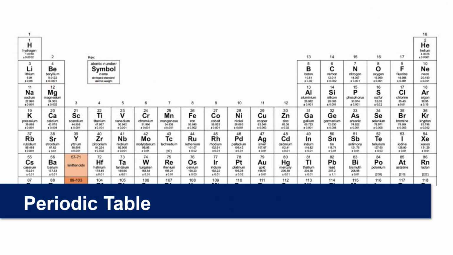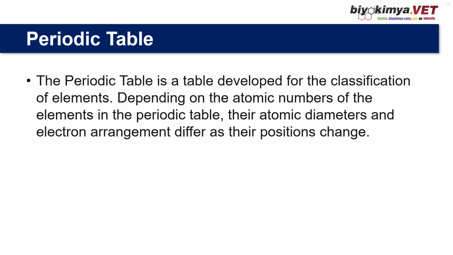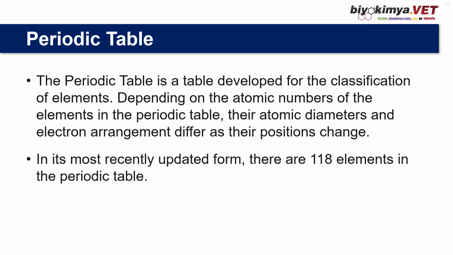Time for the periodic table. The periodic table is a table developed for the classification of elements. Depending on the atomic numbers of the elements in the periodic table, their atomic diameters and electron arrangement differ as their positions change. In its most recently updated form, there are 118 elements in the periodic table.